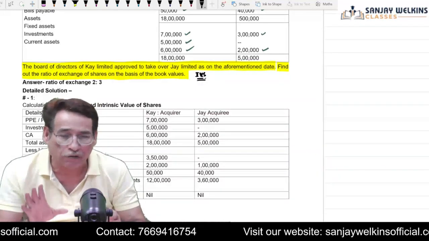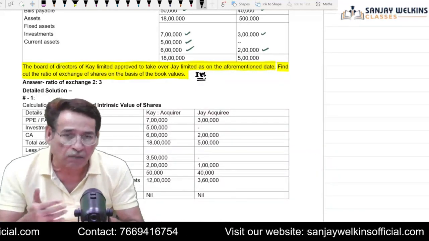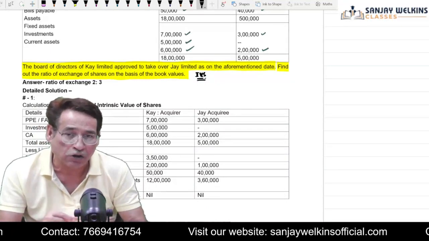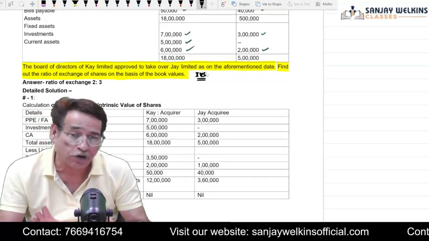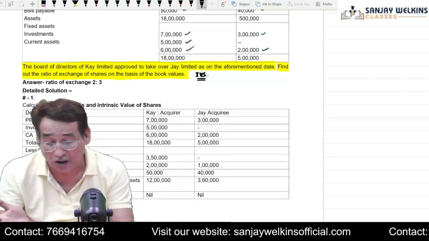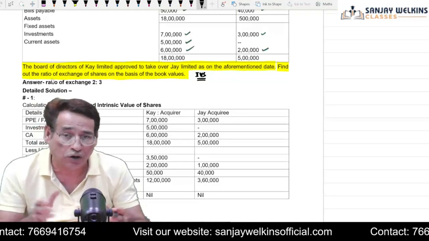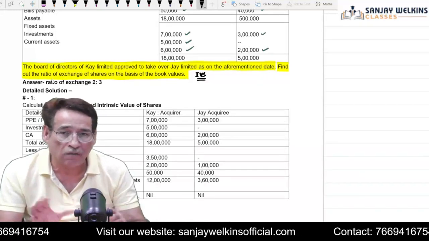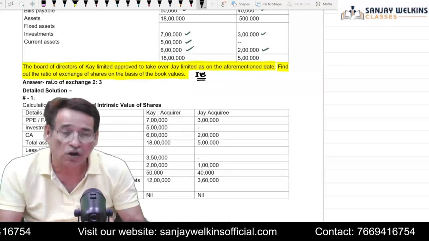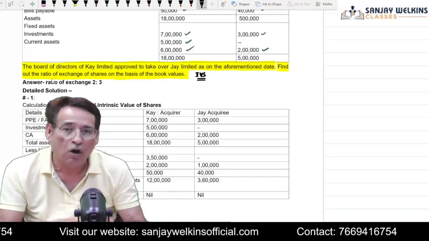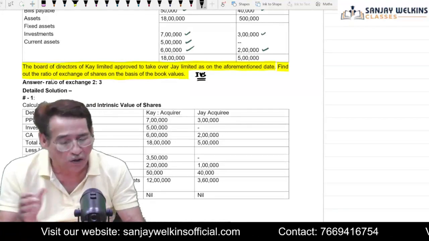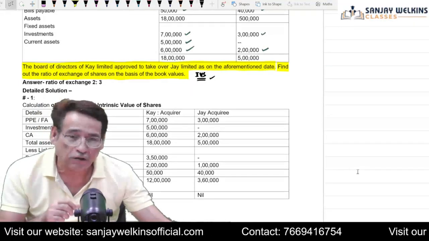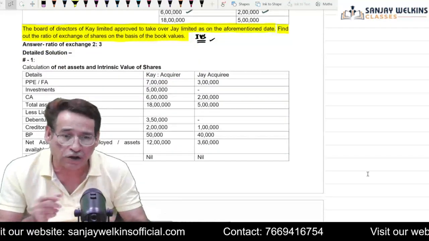So when to apply the intrinsic value of share method is not a headache. The reason is very simple, because it would be clearly mentioned directly or indirectly in the question that you have to adopt the intrinsic value of share method to find out the purchase consideration. If the question states find out the ratio of exchange, or states that purchase consideration will be discharged through ratio of exchange, or on the basis of intrinsic value of share or book value of shares, always presume that we have to apply the intrinsic value of share method. Now, first of all, we need to learn how the intrinsic value of share is computed.